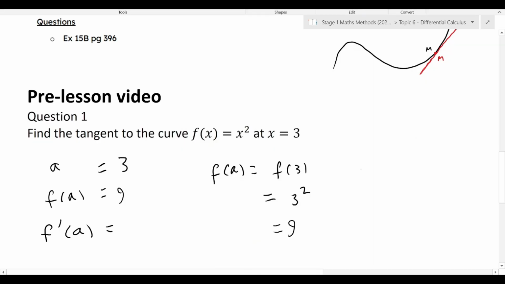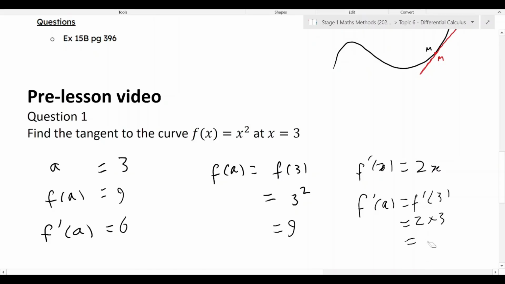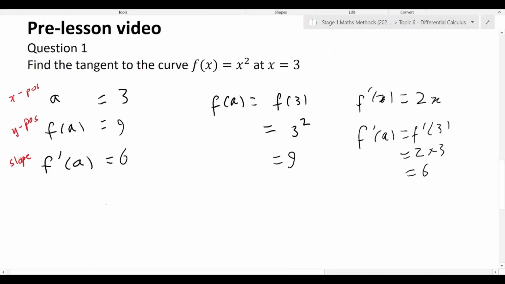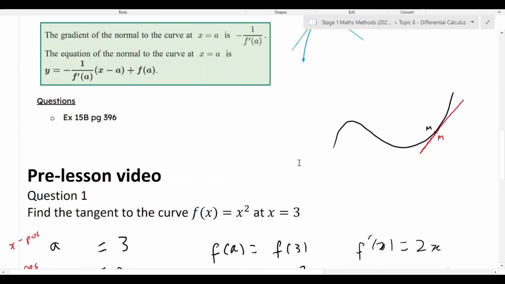Next thing we need is f dash of a. So the first thing we'll work out is f dash of x. The derivative of x squared is 2x. So the 2 comes down out the front and the power drops. And then f dash of a is f dash of 3, which is 2 times 3, which is 6. So this is the slope. So maybe if I want to write x position there, y position there, so like the width and the height, and then the slope would be these 3 bits. But basically, to get the equation of your tangent, it's y equals f dash of a times (x take a) plus f of a. And that's the formula from the top there.